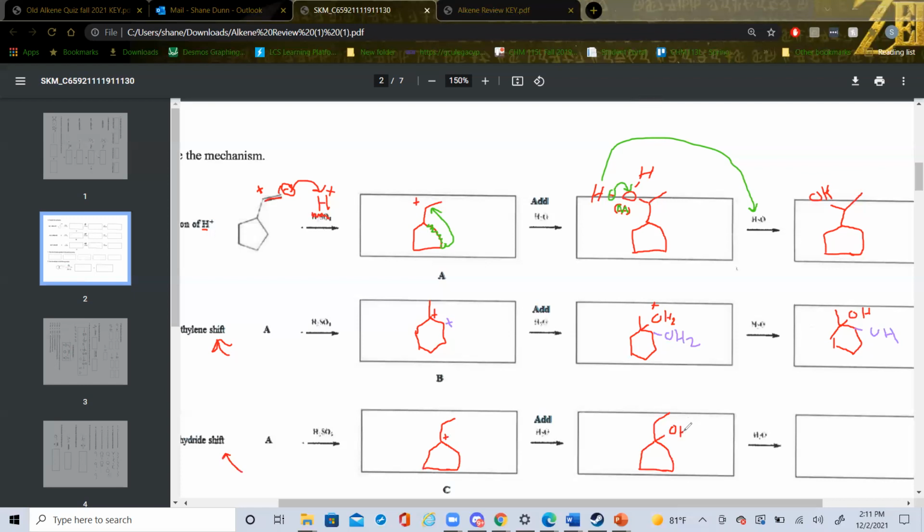Water. Remember, since oxygen has 3 bonds, it's positive charge. It's going to break one of its bonds off from its hydrogen, and then that's going to give you an alcohol group. There you go. So that's how you do step 6.